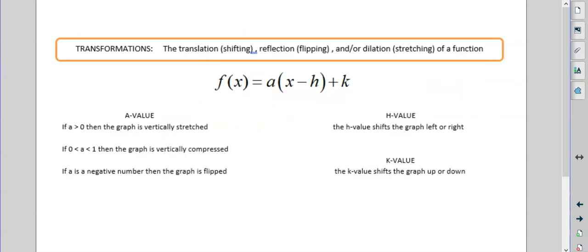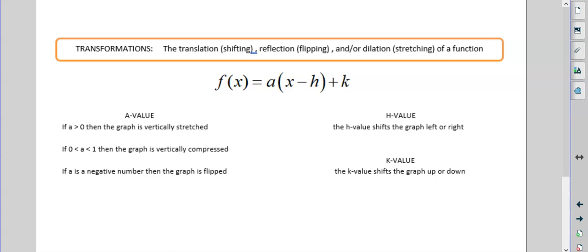All right, so transformations. The translation, which is shifting, that's moving it left, right, up, and down. Reflection, which is flipping, and or dilation, stretching it. These are all the things we're going to do to it.